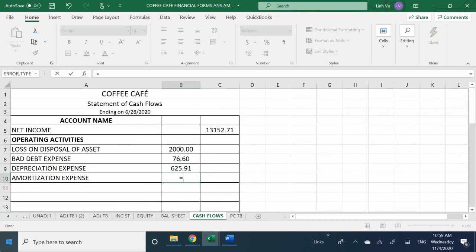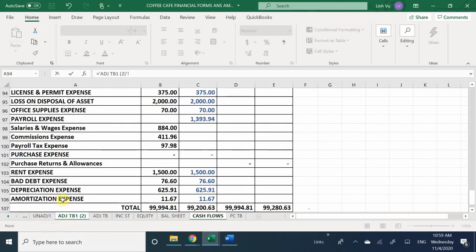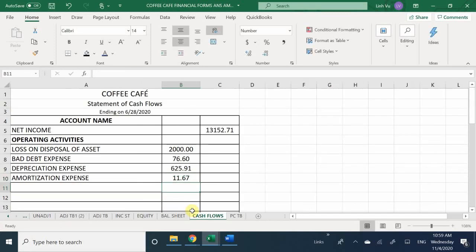$6,251. And then my amortization expense was $1167. Okay, so everyone with me so far? Yes? Yes. Yes. Okay, so now that we completed our non-cash transaction, now we can go ahead and proceed with our actual ones we have on hand.